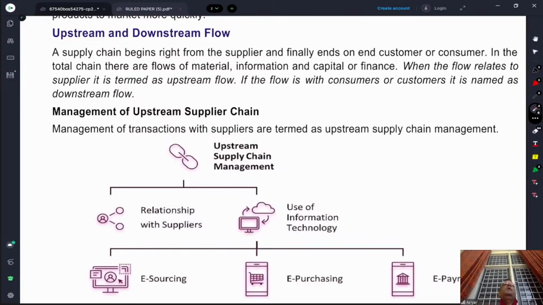Write the third point: downstream flow. Write in it: when the flow is related with customer, in bracket, that is distributor, comma, retailer and end user, bracket close, comma, it's known as downstream flow.